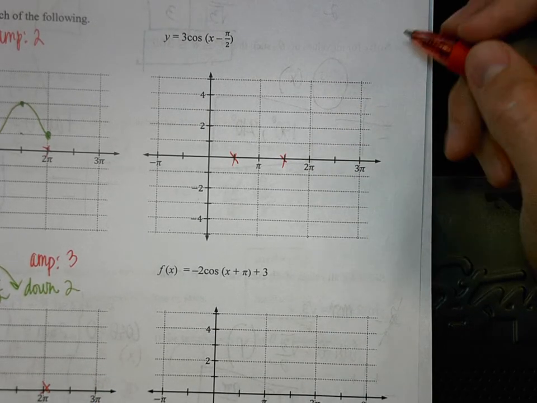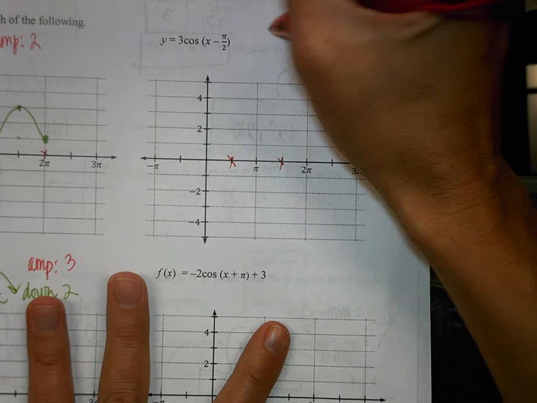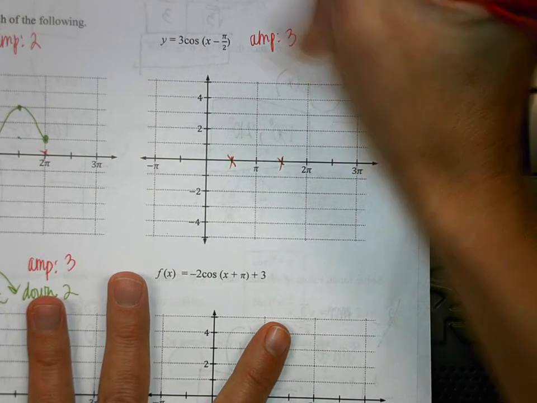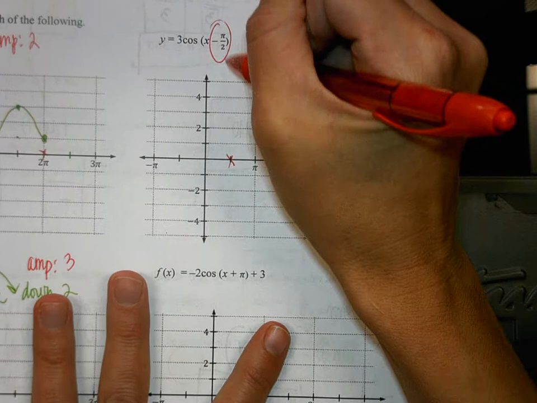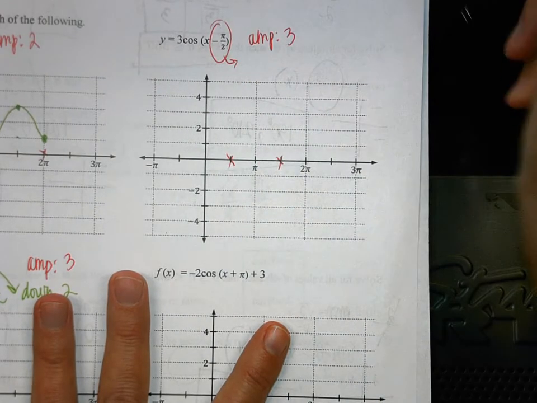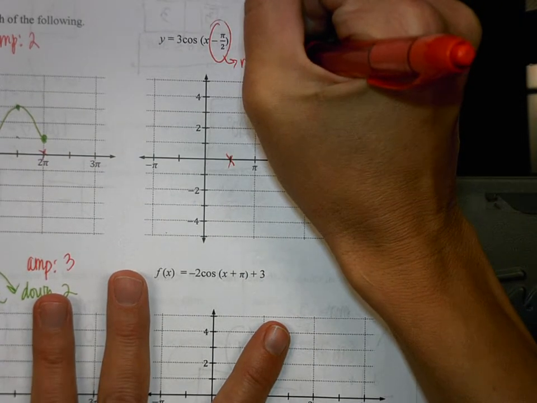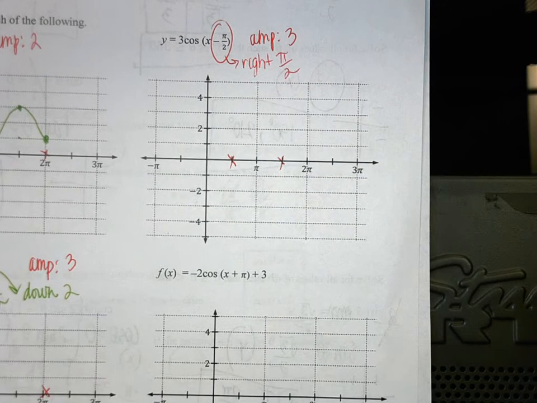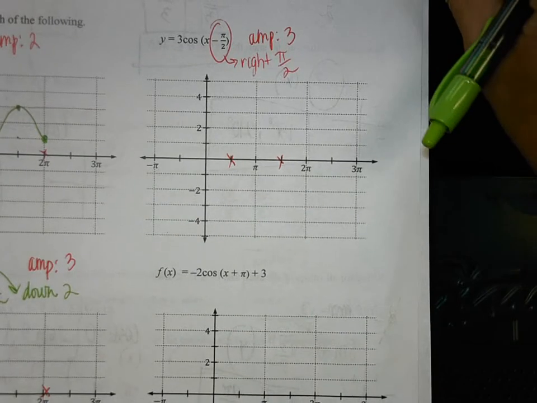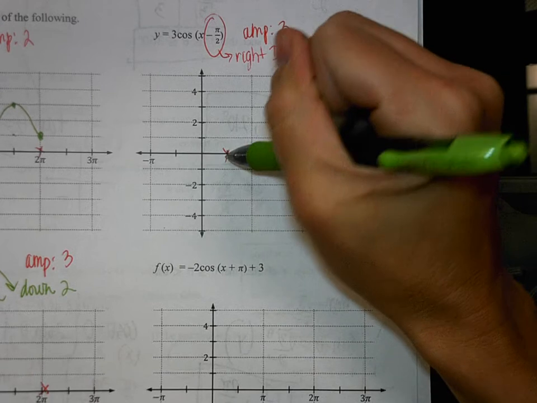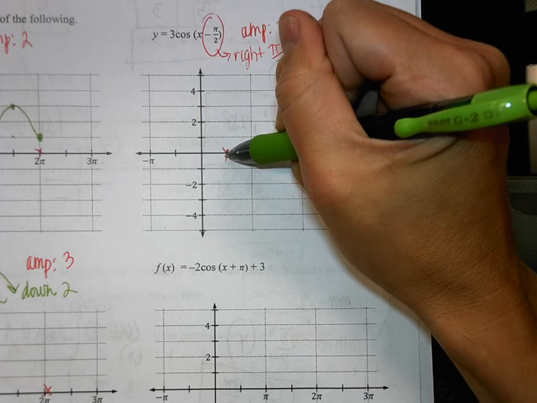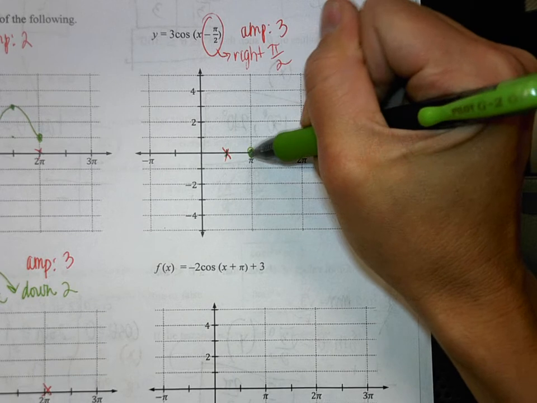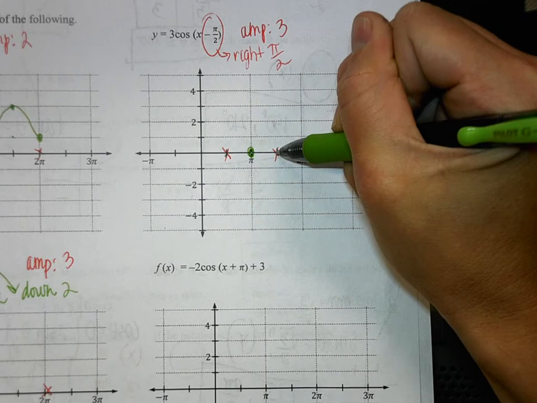On this one, my amplitude is what? 3. And this means I'm going to do what? Good. Right pi over 2. So that means for each of these x's, I'm going to go right 1 mark, because each mark is pi over 2. That's my point. From this x, I go right pi over 2, make my point.